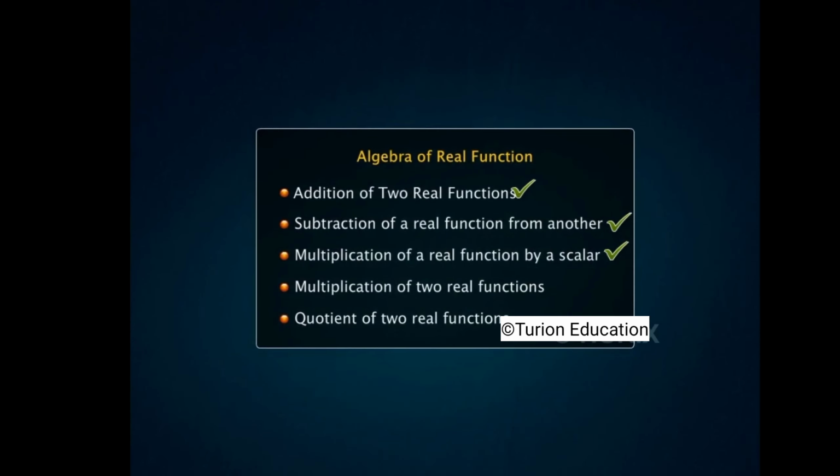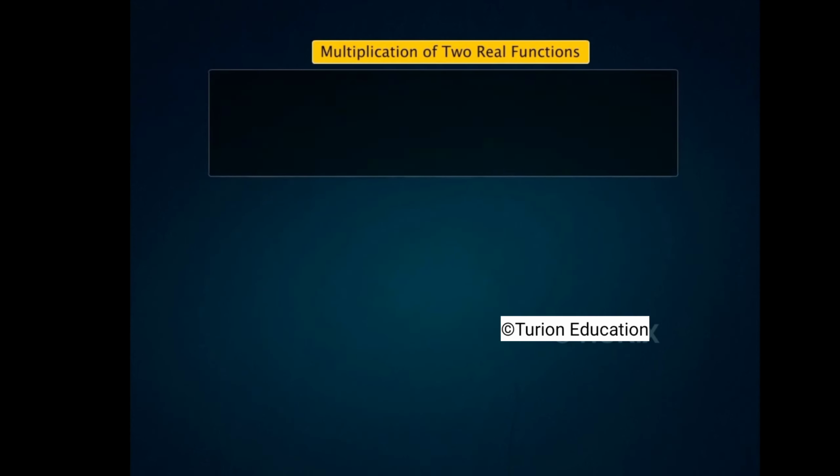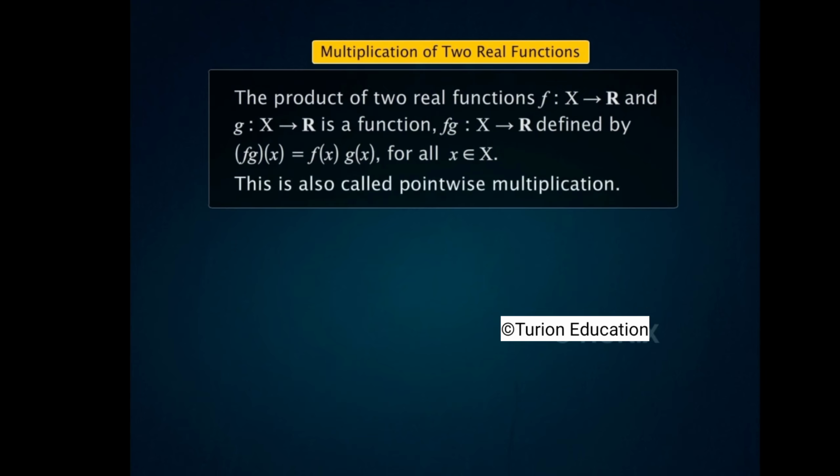We have now learned to add and subtract two given functions and also multiply a function by a scalar. Let us now learn how to multiply two functions. The product of two real functions f, a function from X to R, and g, also a function from X to R, is a function fg from X to R, defined by fg of x equal to f of x multiplied by g of x for all elements x belonging to set X. This is also called pointwise multiplication.